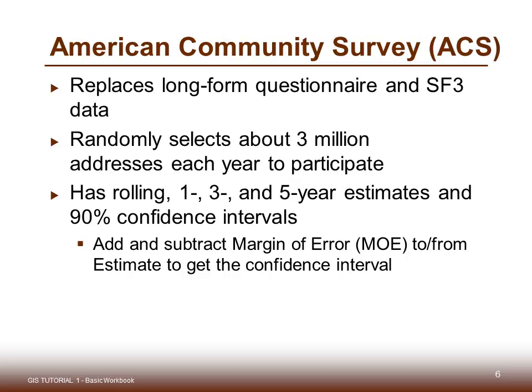The American Community Survey replaces the long-form questionnaire in SF3 data for 2010. It randomly selects about 3 million addresses each year to participate, and has rolling 1, 3, and 5-year estimates and 90% confidence intervals. Adding and subtracting the margin of error to and from the estimate is used to get the confidence interval.